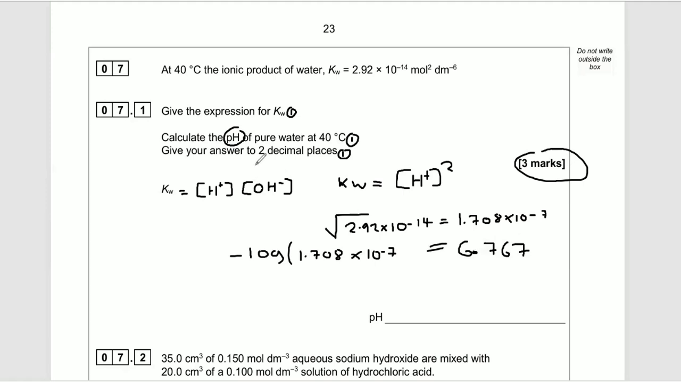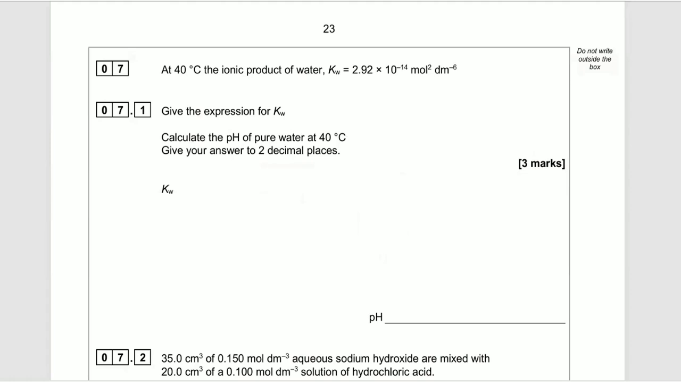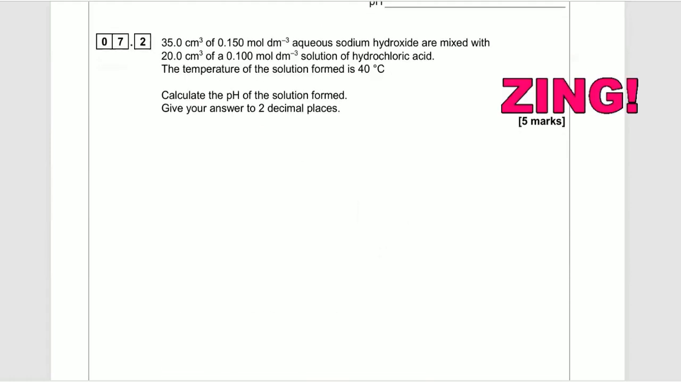6.767. Now it asked us for the final mark to round this to 2 decimal places. The 7 is bigger than the 6, so we're going to take that 6.76 up to 6.77. And there's your answer. So you get 1 mark for the expression, 1 mark for working out the pH, and then 1 mark for rounding up to 2 decimal places. And that's 3 lovely marks. Let's zing to the next part of the question.